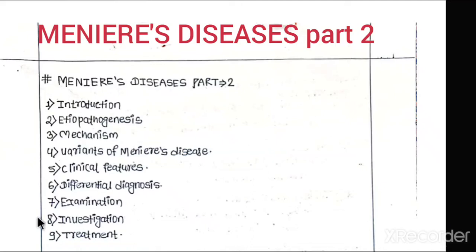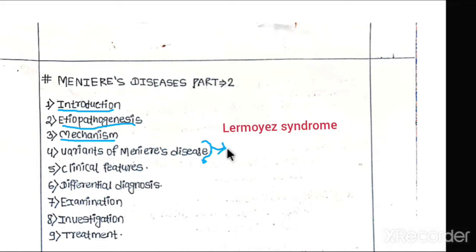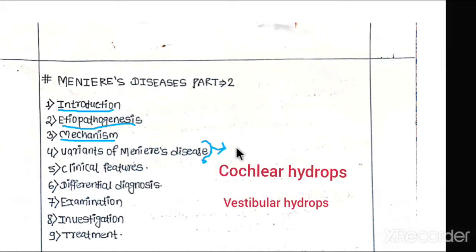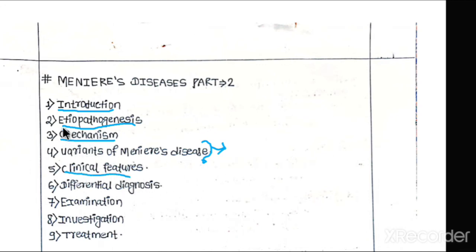Hello everyone. Today our topic is Meniere's disease part 2. We have already discussed Meniere's disease, introduction, etiopathogenesis and the mechanism, and also the variants of Meniere's disease. They are some like Lermoyez syndrome, cochlear hydrops, vestibular hydrops. These are some variants and clinical features. Up to clinical features we have described Meniere's disease in part 1.